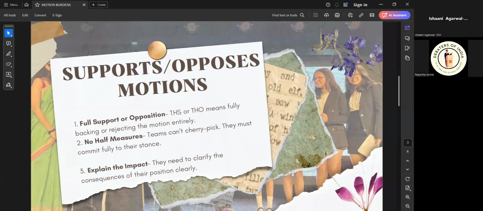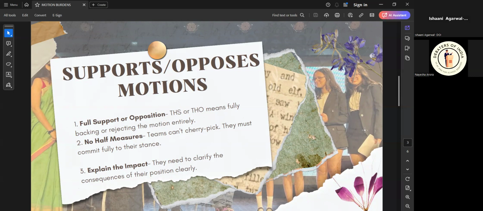There are no half measures. Over here, unlike in THBT motions, where, as Naisha explained, you can still concede to the fact that prop or op might be right and wrong on certain things, you have to completely commit to your stance. You can't cherry pick certain things. There are no midway measures in such a debate.